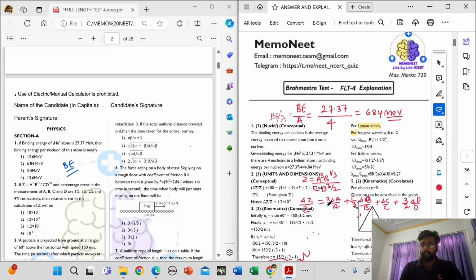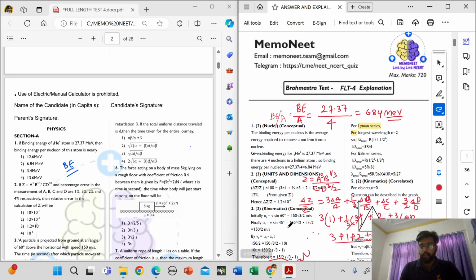A, B, C, D are given. So we have to put the values here. The value of delta A upon A is 1, delta B upon B is 3, delta C upon C is 2, delta D upon D is 4. So we get 3 plus 1 plus 2 plus 6. We get 12 here. So delta Z upon Z is equal to 12 percent.